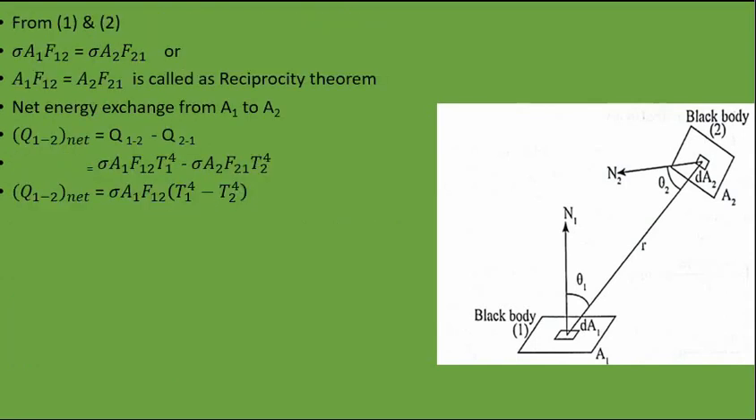From equations 1 and 2 we can see that, since it is a black body, all the radiation emitted will be absorbed by the other black body and vice versa. So sigma A1 F12 is equal to sigma A2 F21, or A1 F12 is equal to A2 F21. This is called the reciprocity theorem, which we will discuss later.